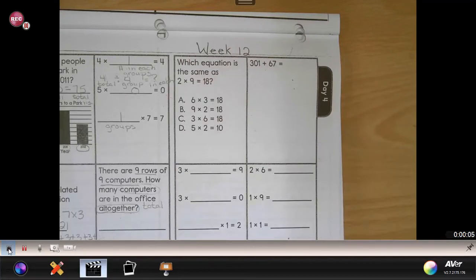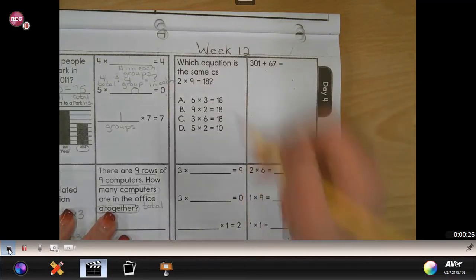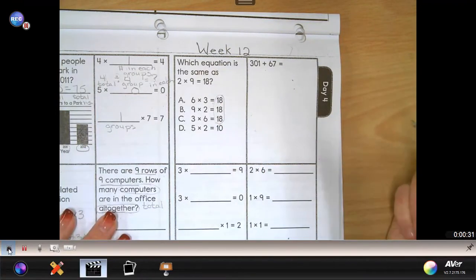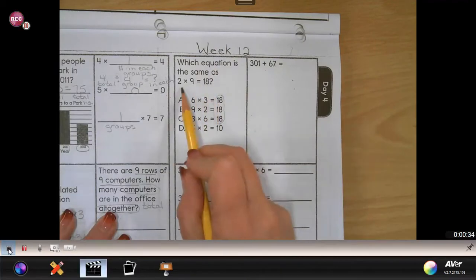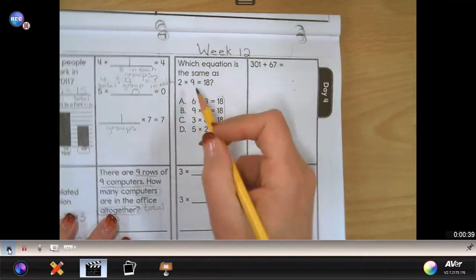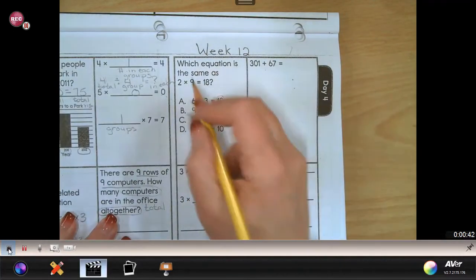It's Thursday, and we are in week 12, and we're on day 4 of our DMA. So let's take a look at our first problem. If you look, it says, which equation is the same as 2 times 9 equals 18? You will notice here that we do have several equations that do equal 18. However, they want to know which is the same as 2 times 9 equals 18. So what they're referring to here is when you can use the order property of multiplication.